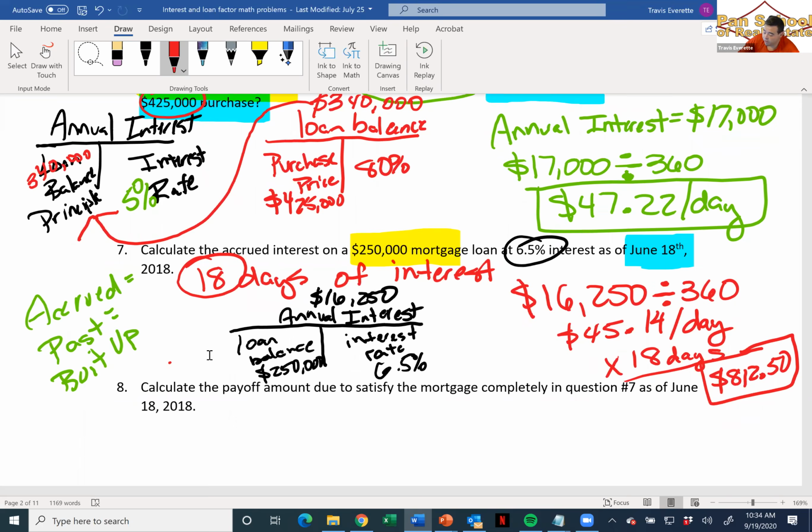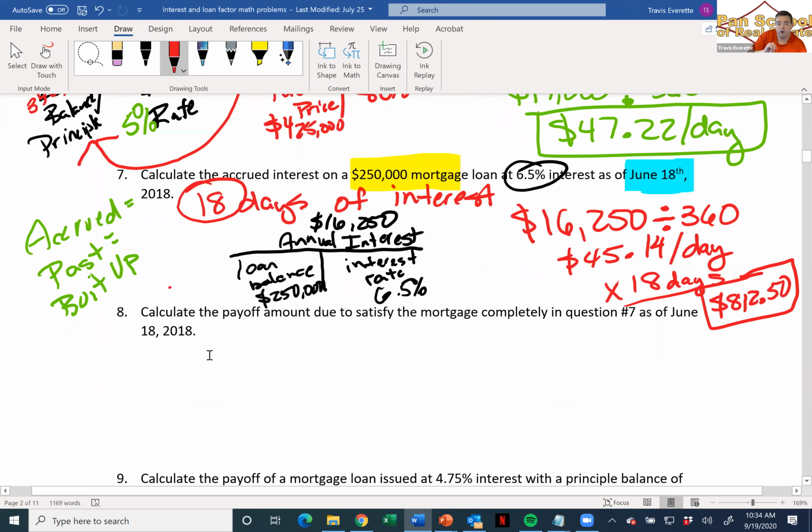Now here's where I'm going to go ahead and do number 8, because what you're going to find is that's not going to be the question. The question is actually going to be 7 and 8 combined on the test. What they're going to want to know is what is the payoff of that loan? Because here's what they want you to understand. The payoff, how much do we actually owe as far as the loan balance? They gave us that number, didn't they?